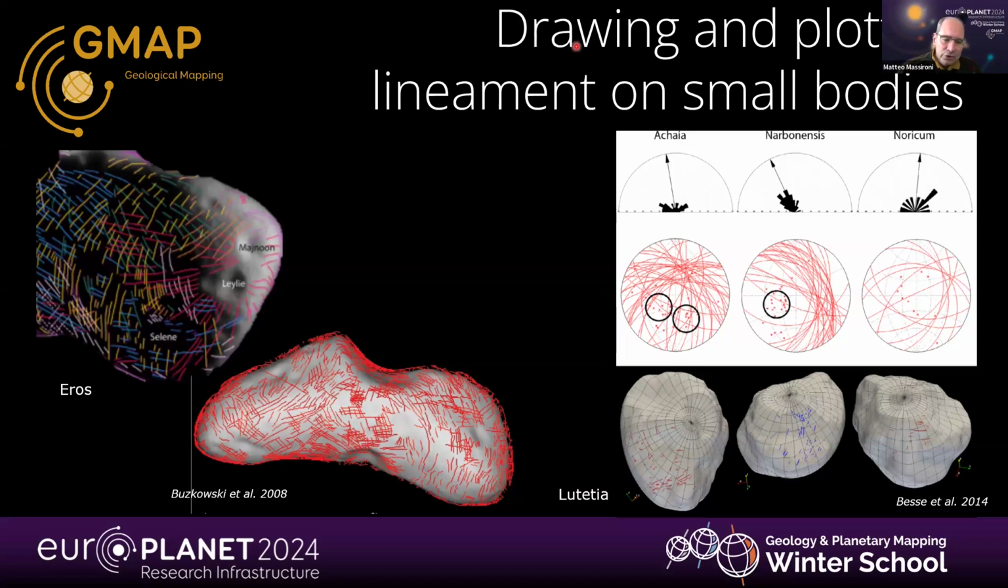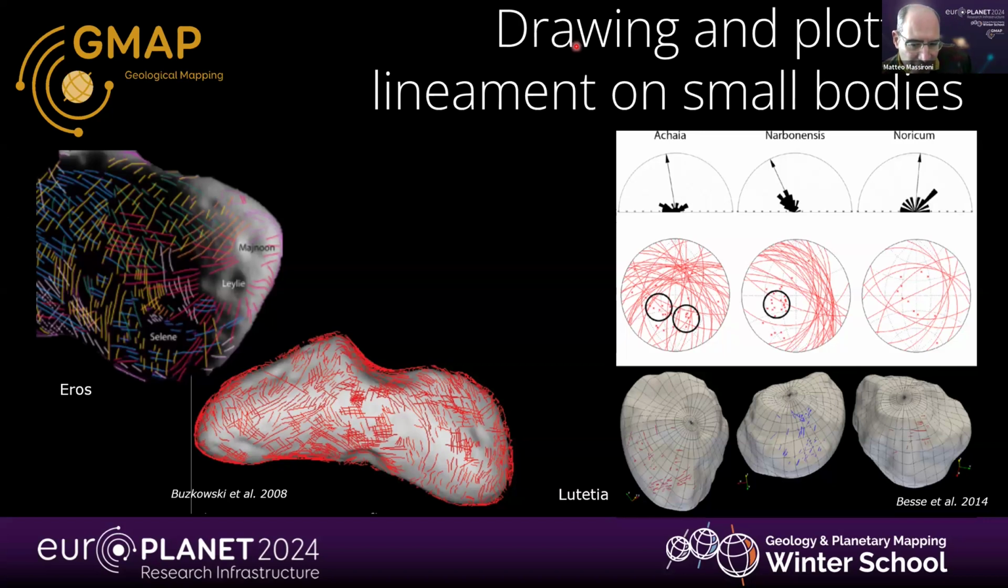And for sure, to map this kind of thing, it's much easier to map them directly in 3D with respect to mapping in a projection, cylindrical or conical or whatever projection, stereographic, that we have seen before.